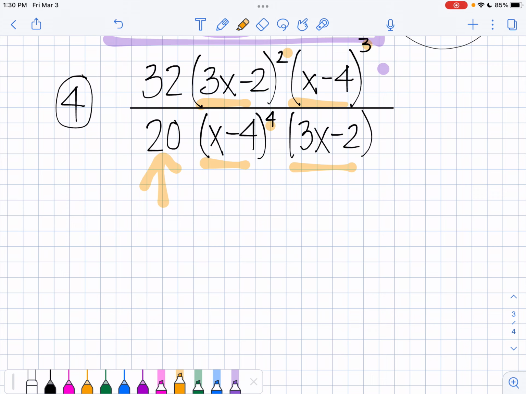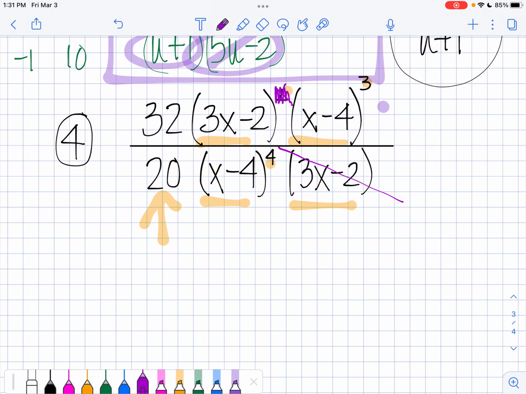The way that I like to think about it is we'll first do our groups. So I'm going to look at 3x minus 2. I have 2 groups of that on the top and 1 group of that on the bottom. So if I cancel the number of groups that are the same, this is going to go away, and this number is going to become a 1. So there will just be one of those left. So I'm going to cancel out my exponent.